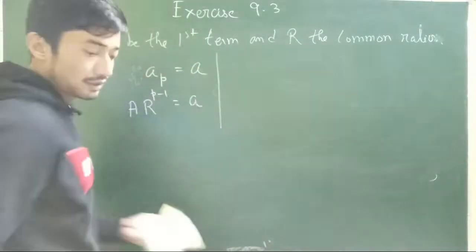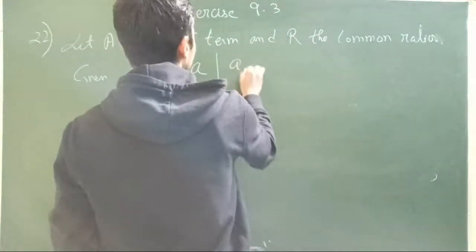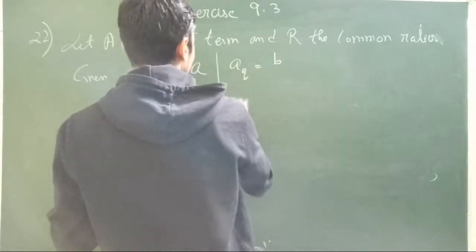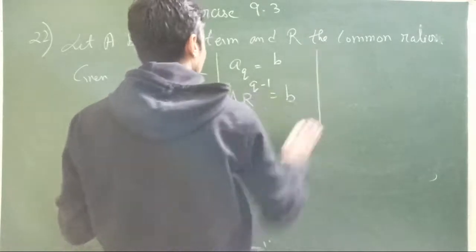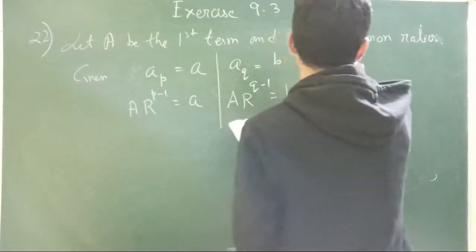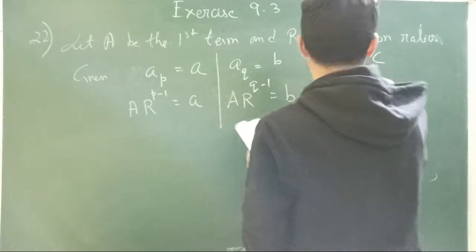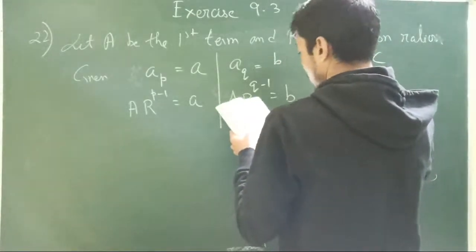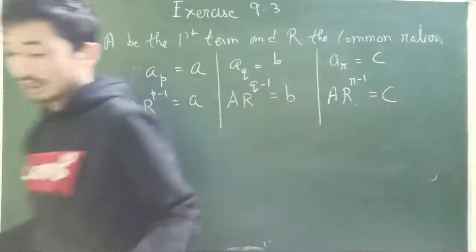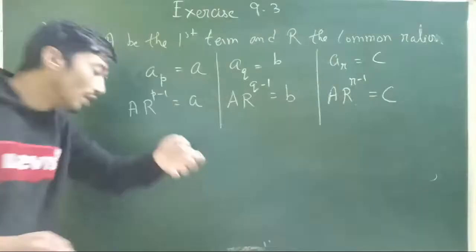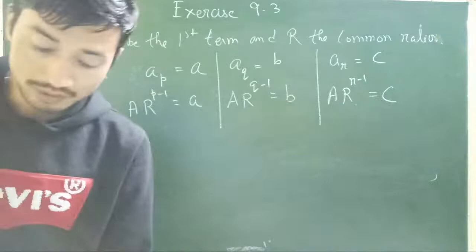The other thing that is given to us is the qth term. The qth term is b. So that's going to be A r^(q-1) equal to b. And the rth term, that is A r^(r-1), is c. That's why, if we had used common ratio as small r or capital R, there would have been a lot of confusion. We will avoid those confusions.